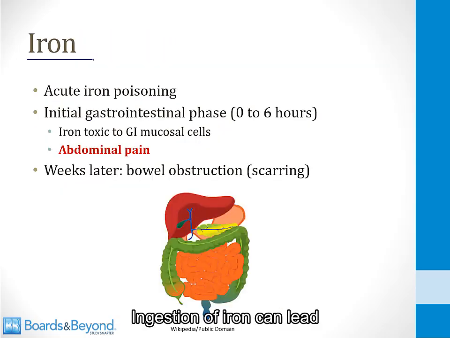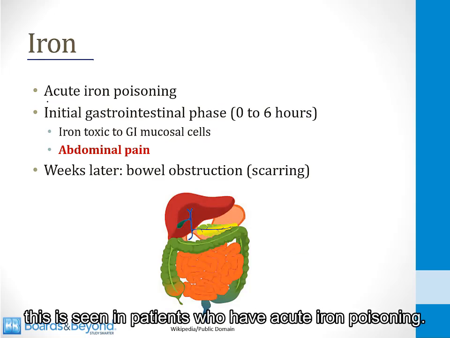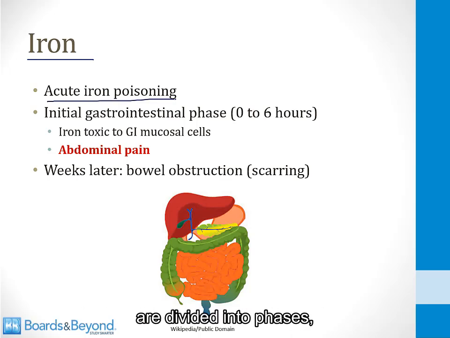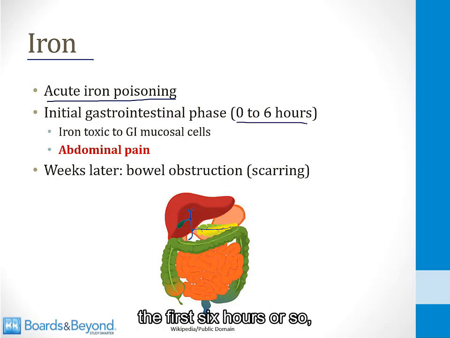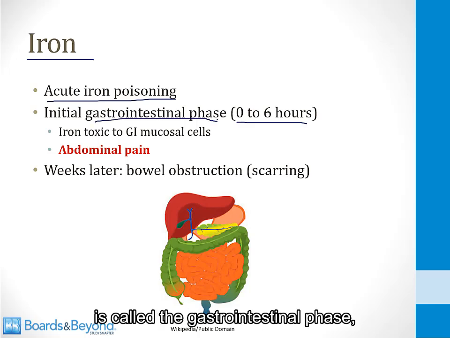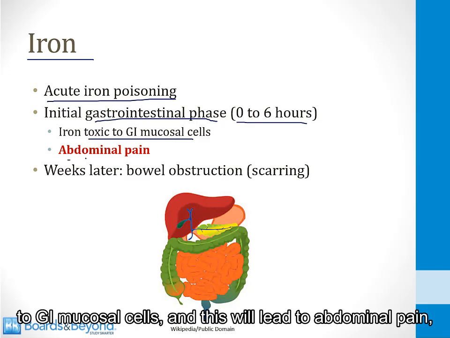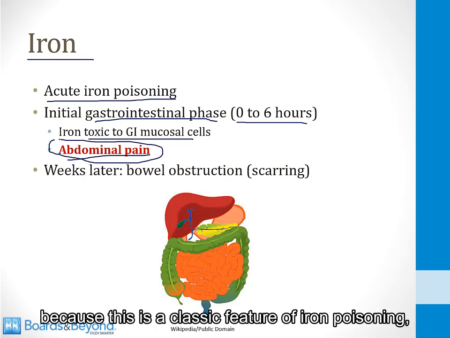Ingestion of iron can lead to a high anion gap metabolic acidosis. This is seen in patients who have acute iron poisoning. So the clinical features of iron poisoning are divided into phases, and the initial phase after iron poisoning, the first 6 hours or so, is called the gastrointestinal phase. And it's called this because iron is toxic to GI mucosal cells, and this will lead to abdominal pain. And I've bolded abdominal pain because this is a classic feature of iron poisoning.